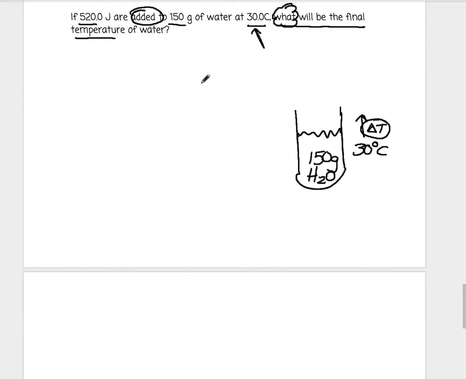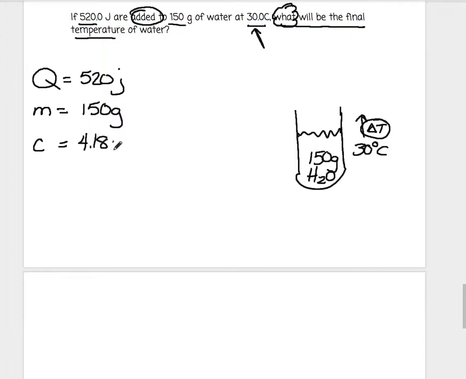Alright, let's get all our givens written down. So Q is joules, it's heat in joules, and that's going to be 520 joules. My mass of water is going to be 150 grams. We're going to have C, which is our specific heat. Where do we get that from? Table B, which is 4.18 joules per gram degree Celsius. And my change in temperature is what I am looking for. I'll make that X.